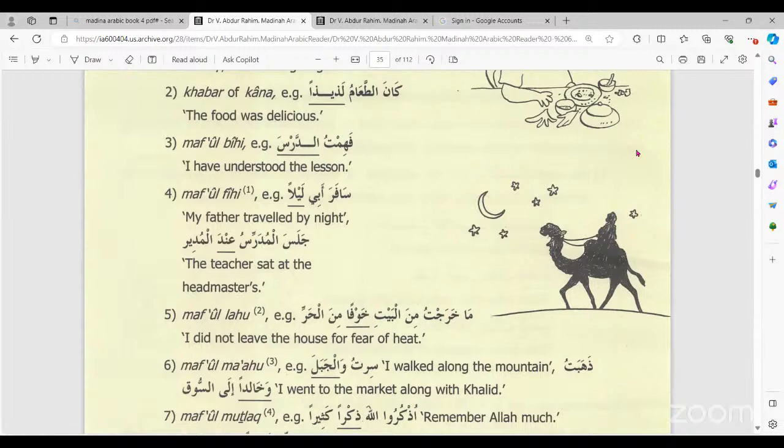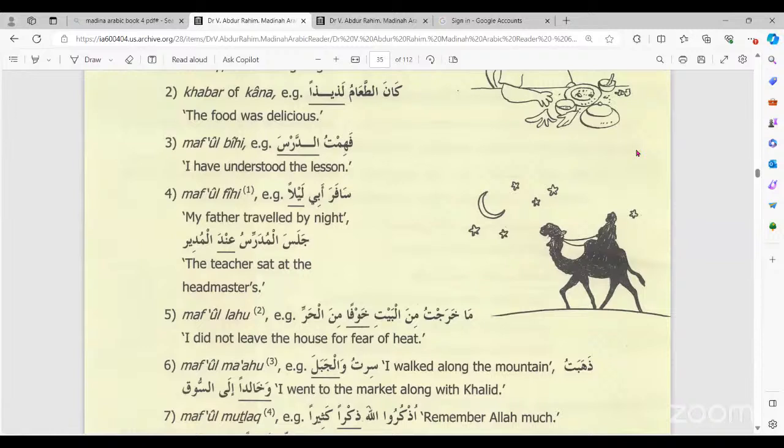Correct. And here laylan is mafulun fihi. Is that because it is referring to time? Yes. Exactly. So maful means object, and fihi refers to time and place. In English, when you say night, daytime, evening, this is time. Anything related to time and space is called an adverb.